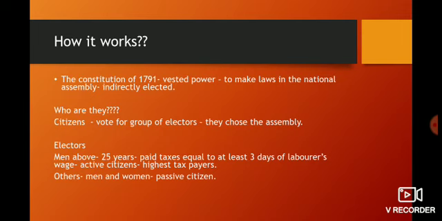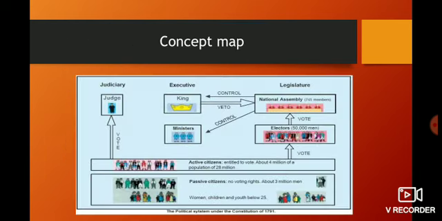The remaining men and all women were classified as passive citizens. And also there is a definition in the book, children. To qualify as an elector and a member of the assembly, a man had to belong to the highest bracket of taxpayers. Is it clear, children? They should belong to the highest bracket of taxpayers. So here's the concept map, children.